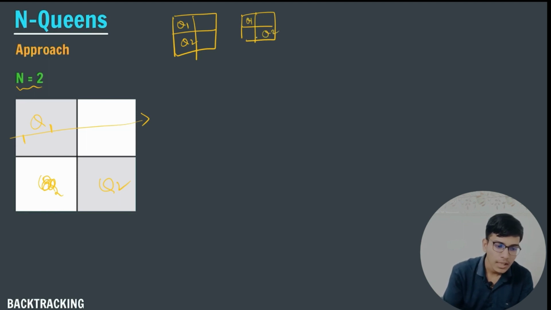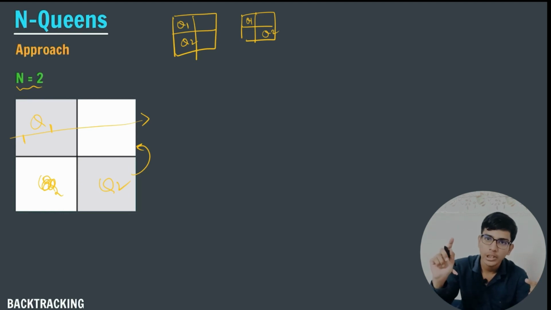Suppose all the columns or all the rows are completed, then I will backtrack to my first queen and check all the possible combinations for my first queen. So second queen combinations are completed. Whatever the possible ways there are to place our n queens in n columns is completed. Now we will backtrack to my first queen and check what combinations are possible for my first queen.